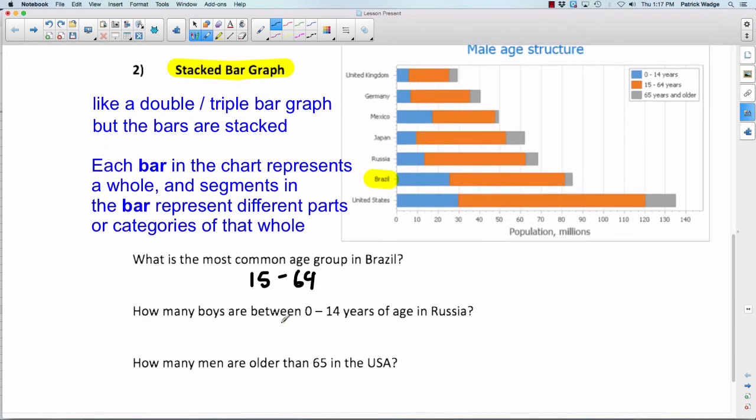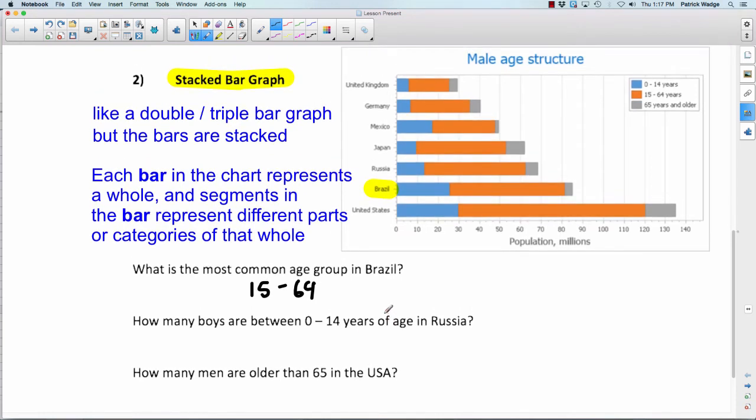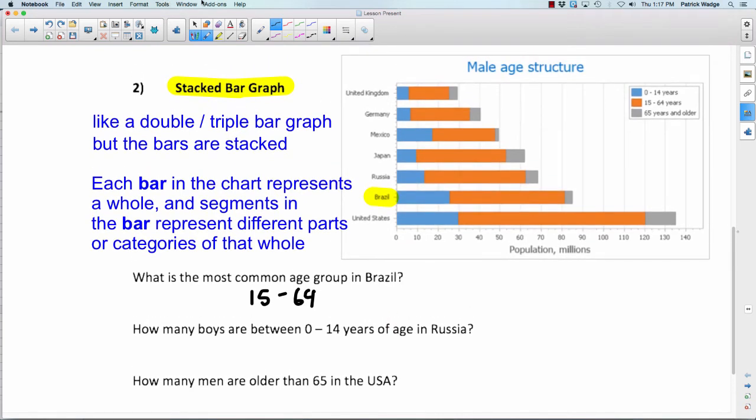How many boys are between 0 and 14 years of age in Russia? So Russia is right here, and we want 0 to 14, which is the blue one. Oh, okay, the blue one's the easiest one to do, isn't it? Because for the blue one, you can literally look straight down from the end of it and just read how much that is right there. So I don't know, what's that, around 12, 13 million? I'll say 13 million.